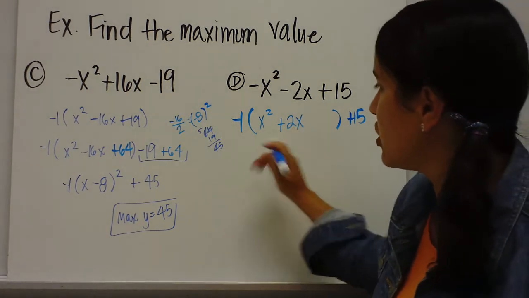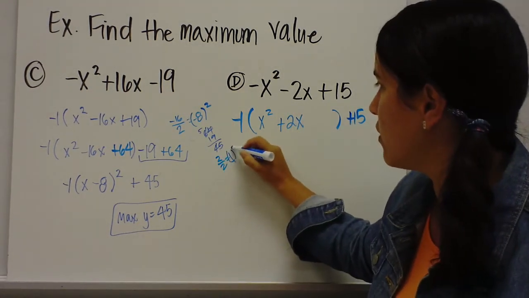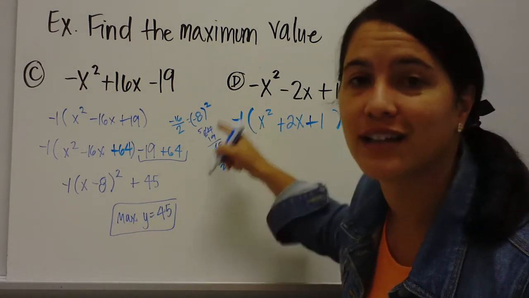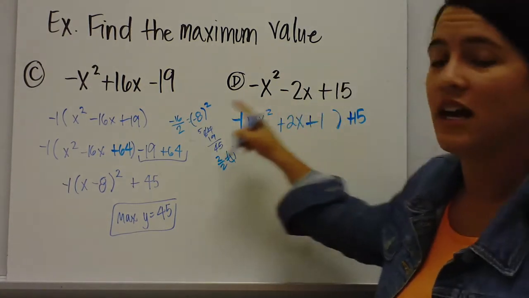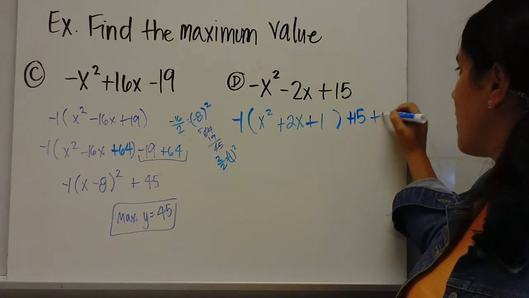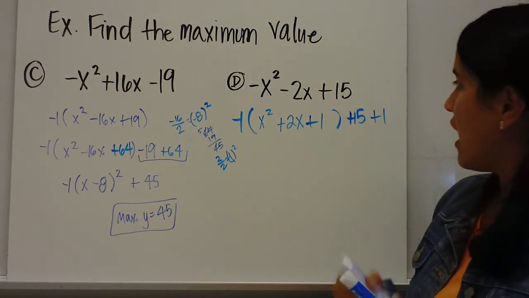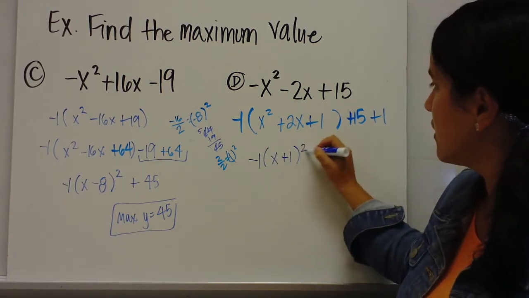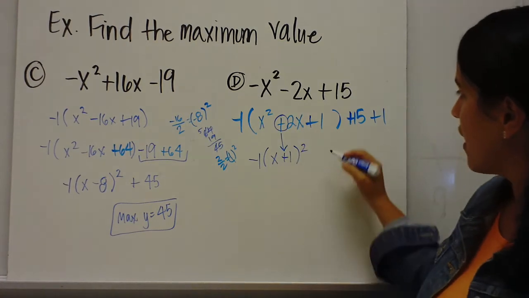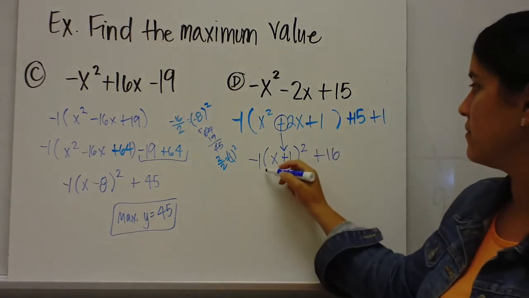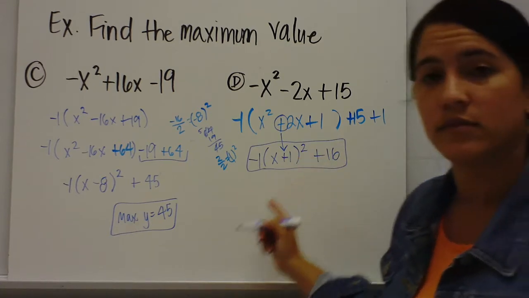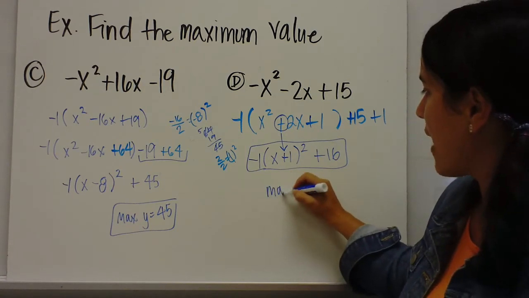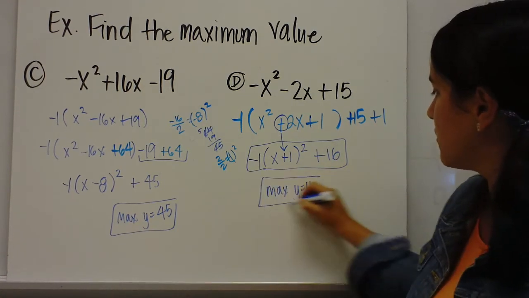So I take b, which is 2, divided by 2, which is 1. 1 squared is 1. So I'm adding a 1 right here. And then because it's a positive 1 inside, when you distribute this negative 1, negative 1 times 1 is really a negative 1, so that means I need to add 1 out here as well. I'm going to factor this to x plus 1 squared, because remember the plus. Plus 16. So here's my vertex form. So my vertex is negative 1, 16. And then my maximum value is y equals 16.